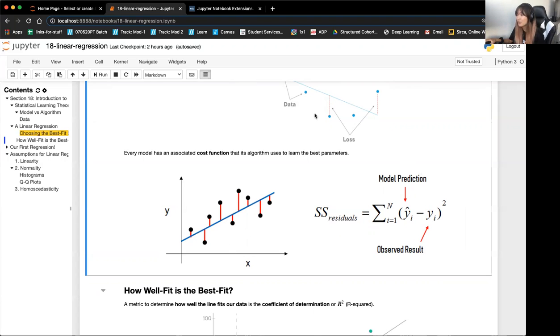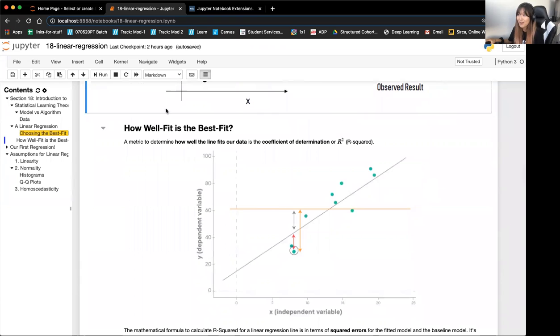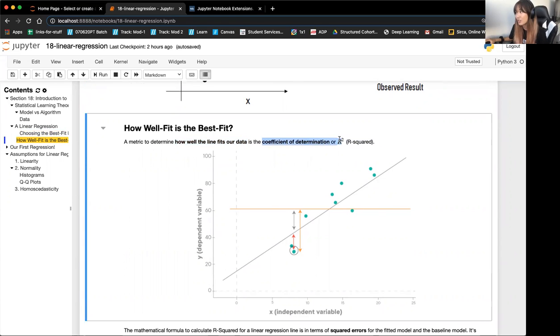All right. Once your cost function is at its minimum, and for a linear regression there is an absolute minimum, there is a way to find the best fit line. Once you have that, you also have to talk about how well fit your best fit is, right? Because there's no way we can get our line to perfectly pass through every single point unless all your points are perfectly along the line. So there's this other metric to determine how well the line fits our data, and that is the coefficient of determination, or R squared for short.